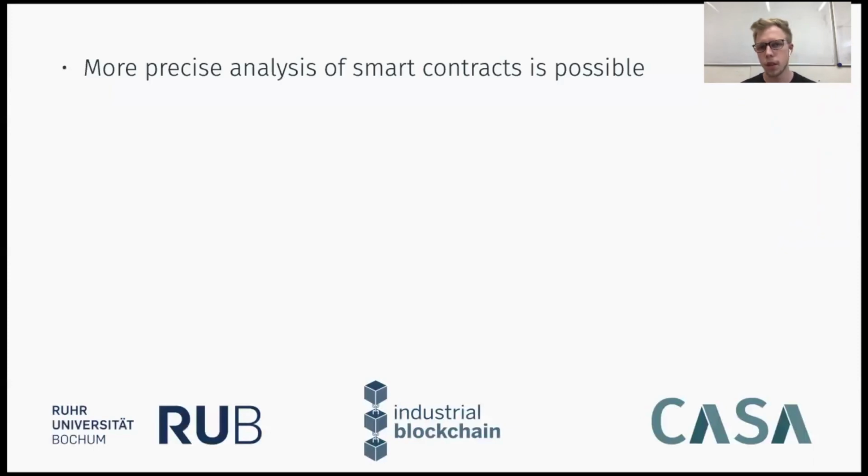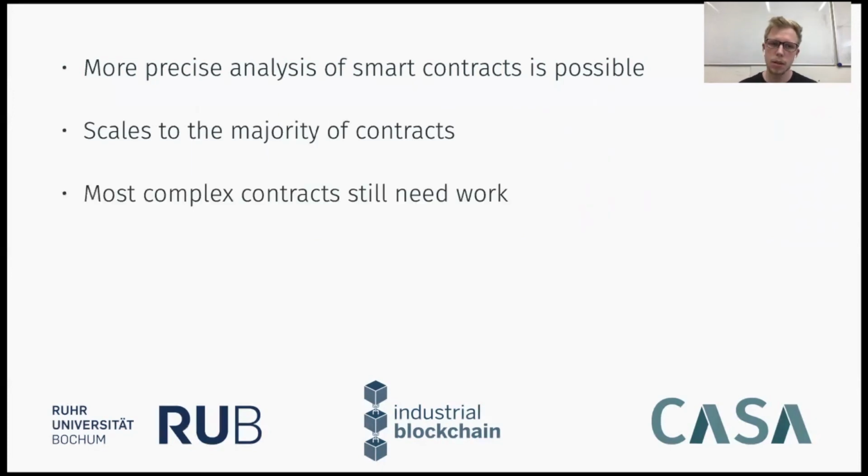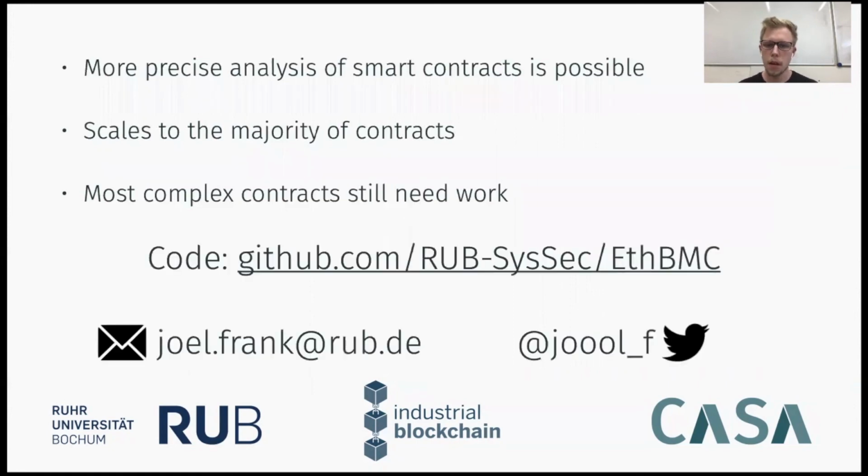So, more precise analysis of smart contracts is possible. It does scale to the majority of contracts, but again, the most complex contracts still need work. Again, we could only analyze 90%, but hopefully this will get improved in the future. You can find our code online, and if you have follow-up questions, you can reach me via email or on Twitter. And I hope I piqued your interest and you check out our paper.